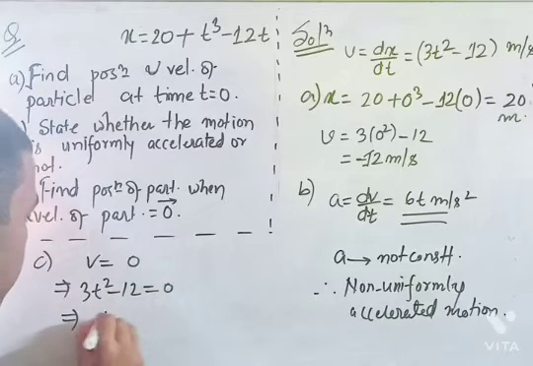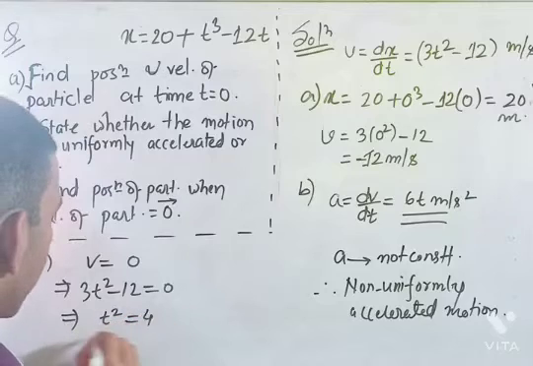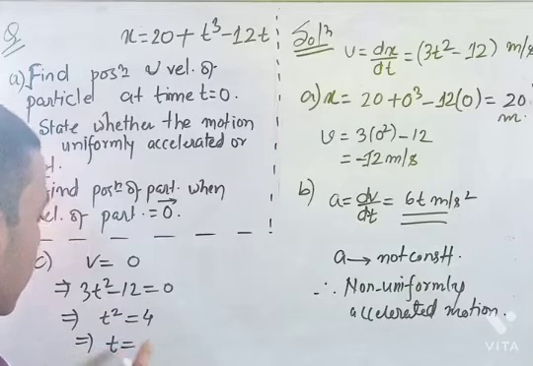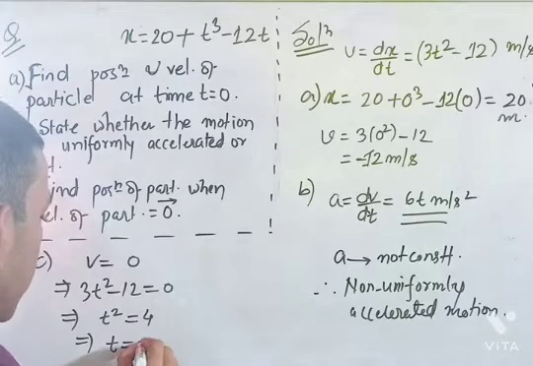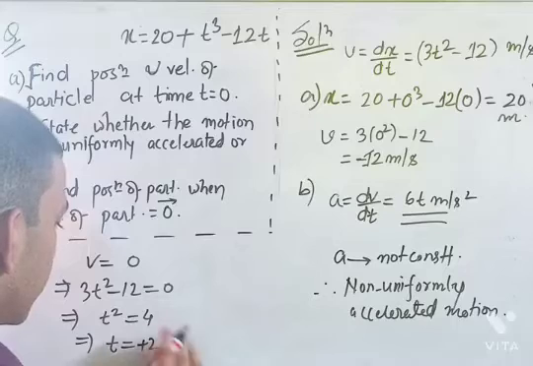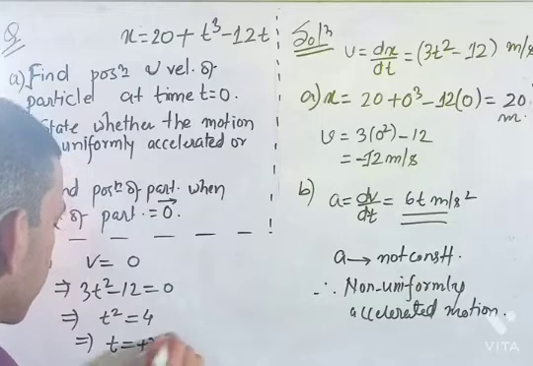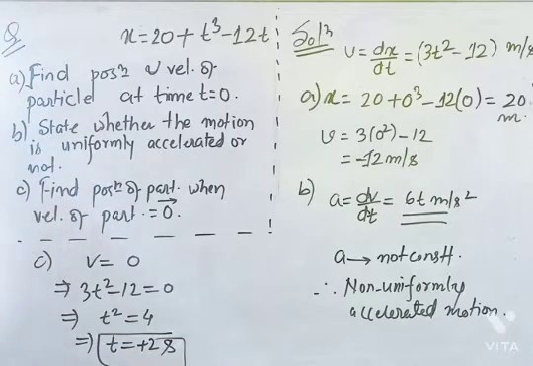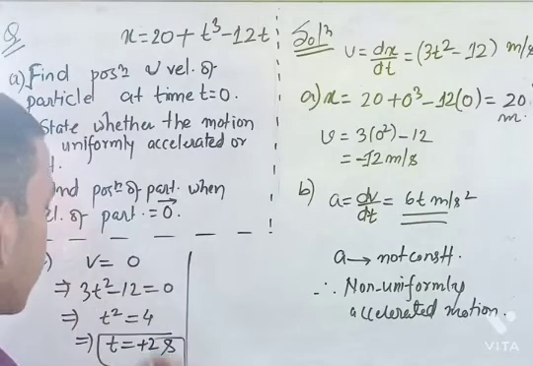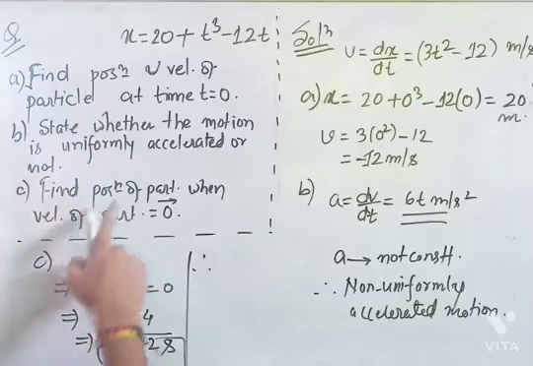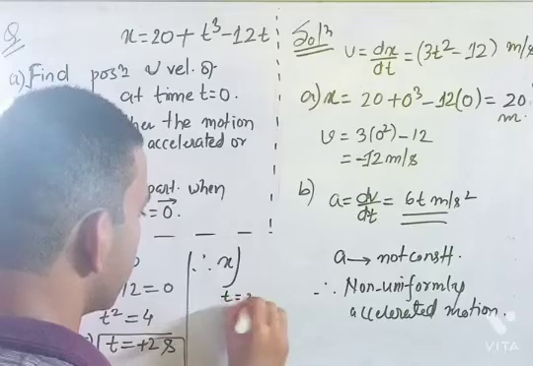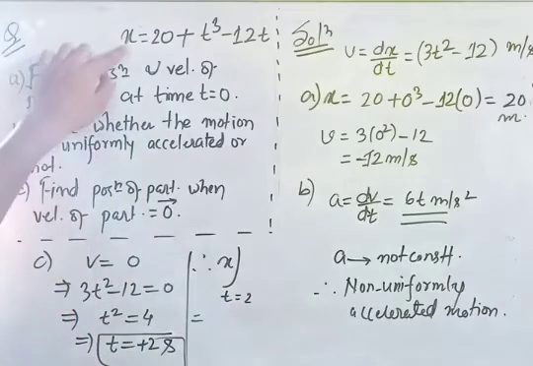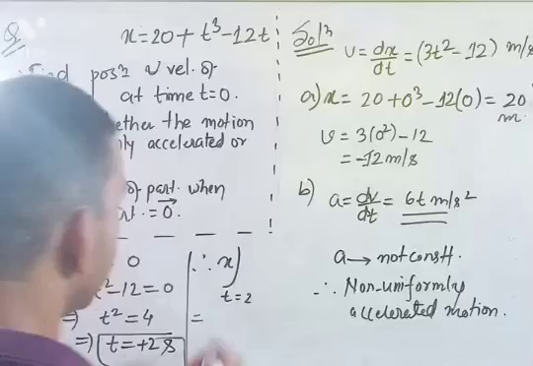So we are getting t square is equal to 4, or t is equal to plus minus 2. t cannot be negative because it is time, so t is plus 2 seconds. That means at time t is equal to 2 seconds, the velocity of the particle will become zero. So we can find, therefore, the position of the particle at time t is equal to 2 seconds.